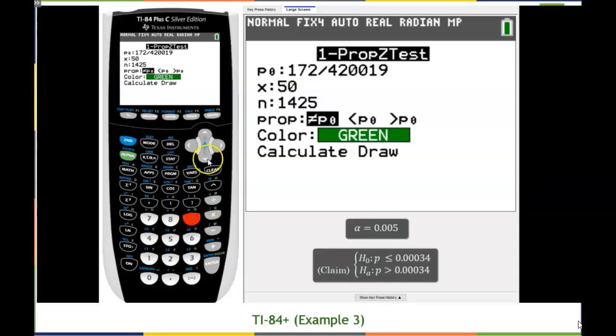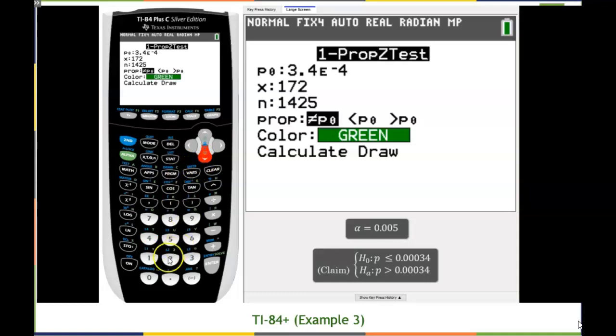420,019 people. Our X value is the number of people that developed brain cancer, so 172. Our N, oh, that's not right. Let me change that P0 value. Our P0 value is what we're testing against, so 0.0034. Oops, I missed a 0 to boot. Our X value is the 172.